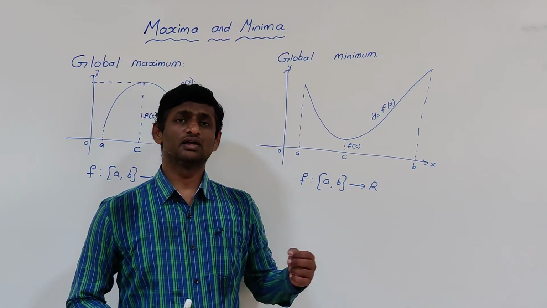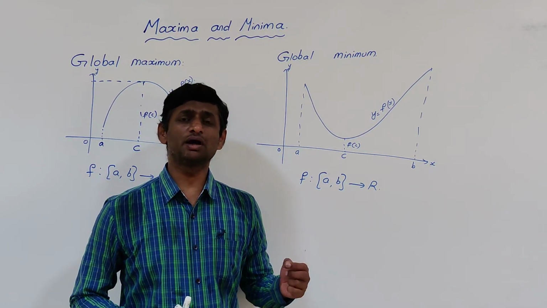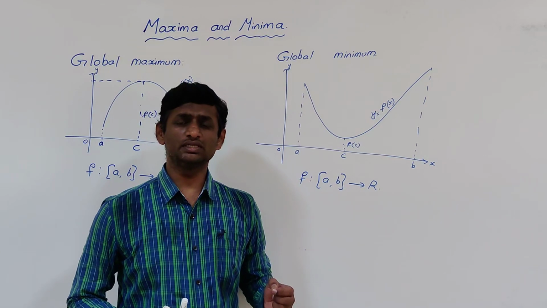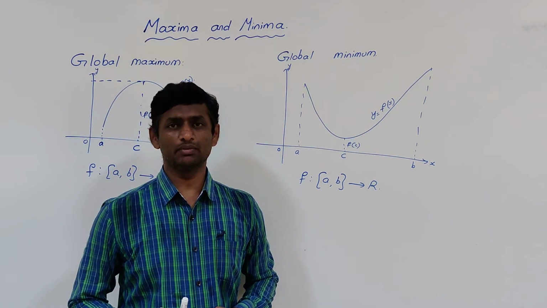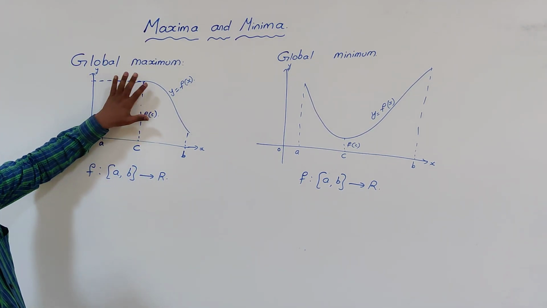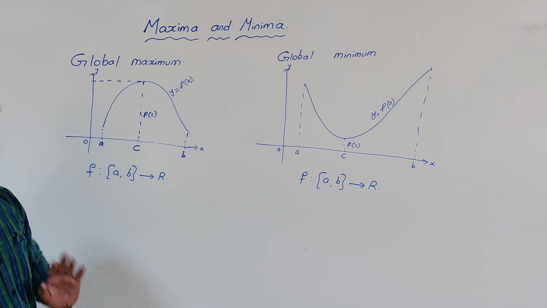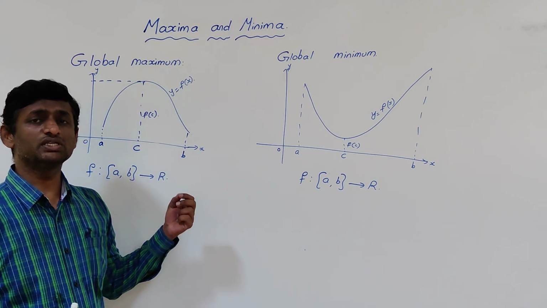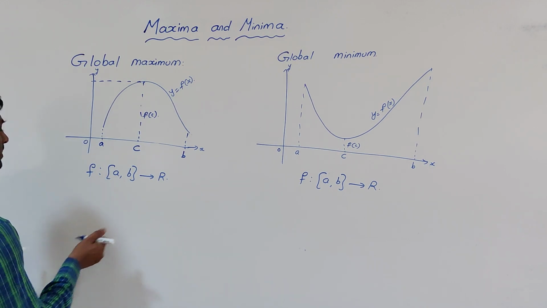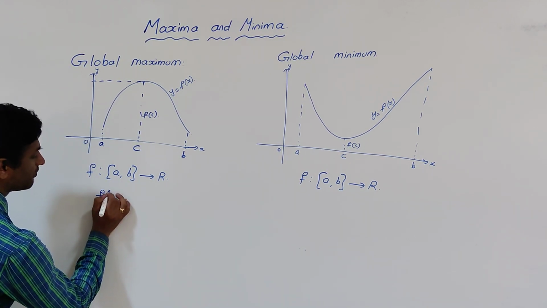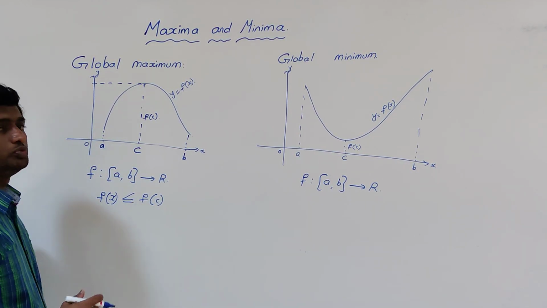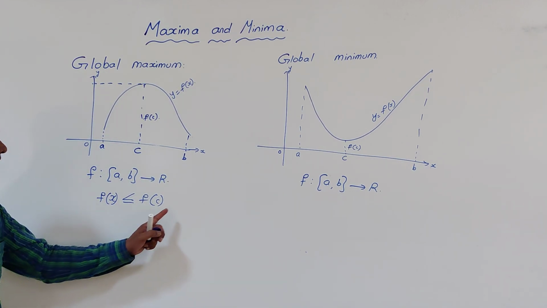Hello students, in the last session we had discussed the maxima and minima of a given function. So let's recapitulate once again what the global maxima and global minimum are. If a function f is defined on the closed interval [a, b] to R, assume that this is a function y = f(x), and we say the function has a global maximum at the point x = c when f(x) is less than or equal to f(c), meaning this value should be the highest among all the outputs.